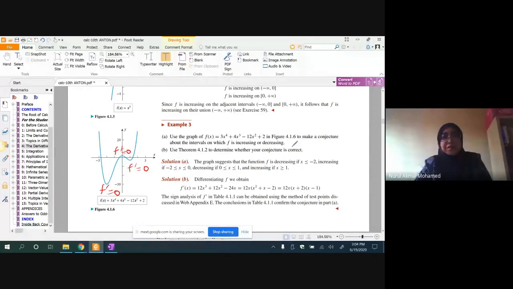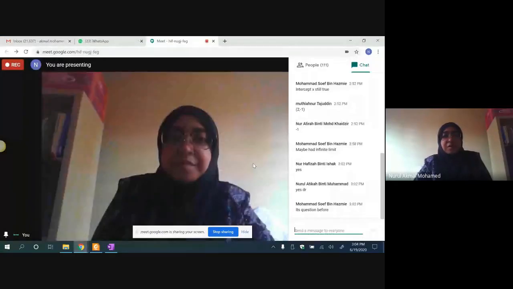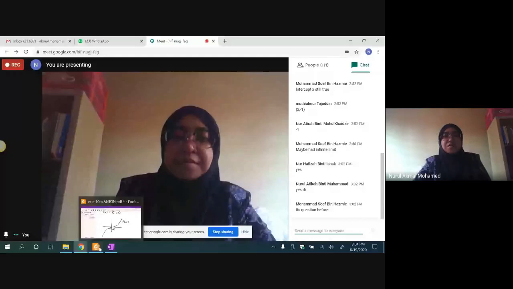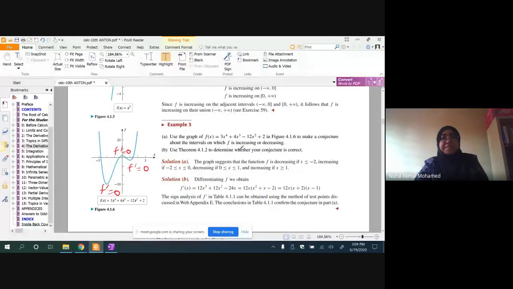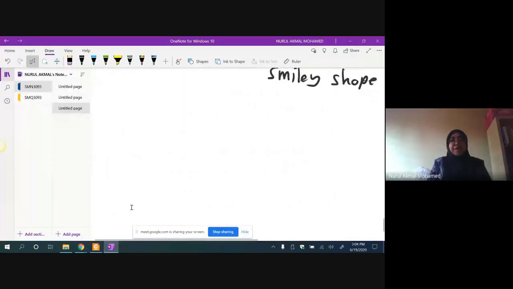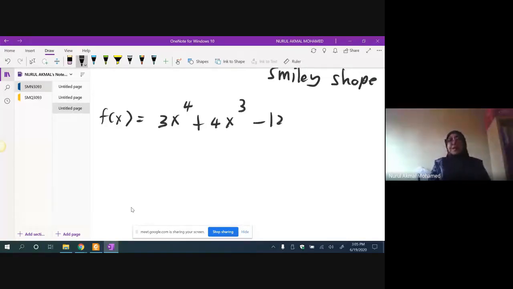about the interval. Okay, f(x) is equal to 3x to the power of 4 plus 4x cubed minus 12x squared plus 2. Okay, so first one.